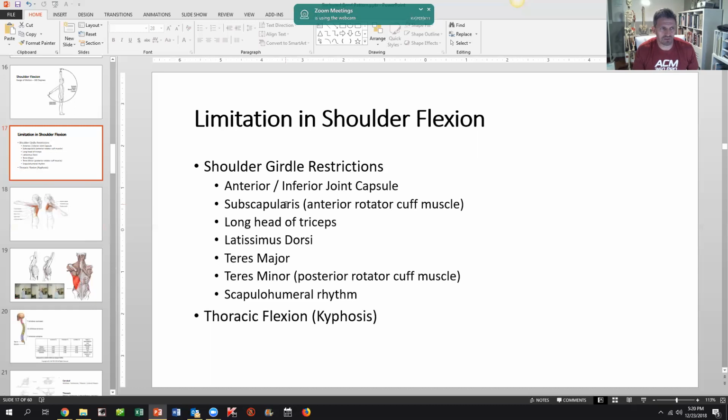Subscapularis is an anterior muscle. It's part of the rotator cuff complex. As the arm comes up, if there's a lot of tightness in the anterior compartment of the shoulder, it can restrict flexion, bringing the arm overhead.